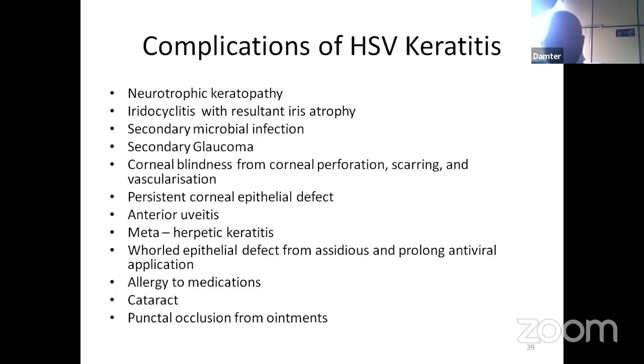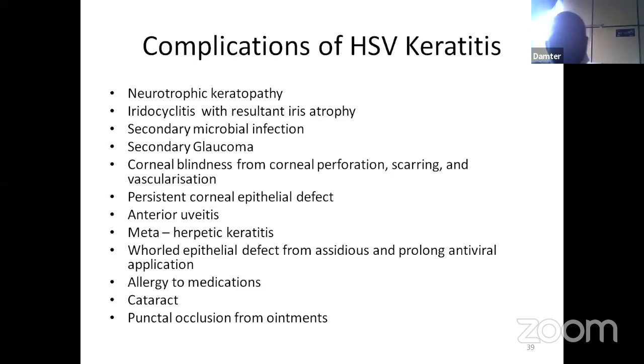There could be secondary glaucoma, which could be primarily due to the trabeculitis, or secondarily due to the steroid used in treatment of stromal herpes simplex virus keratitis. Corneal blindness from corneal perforation, scarring, and vascularization could also be a complication. And persistent corneal epithelial defect, also anterior uveitis, metaherpetic keratitis, which is also a presentation of the herpes simplex virus.